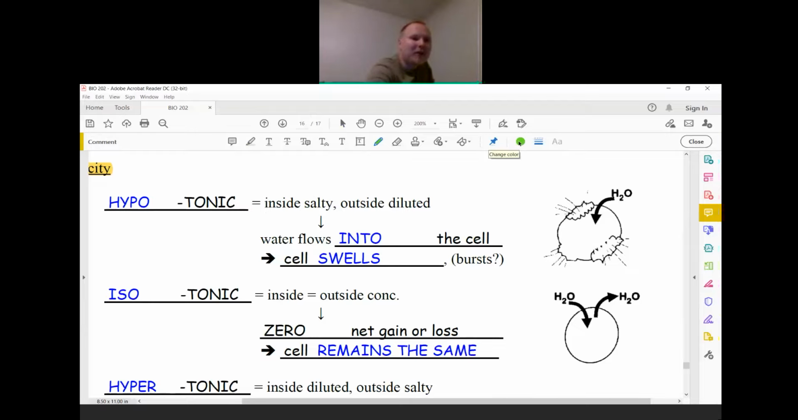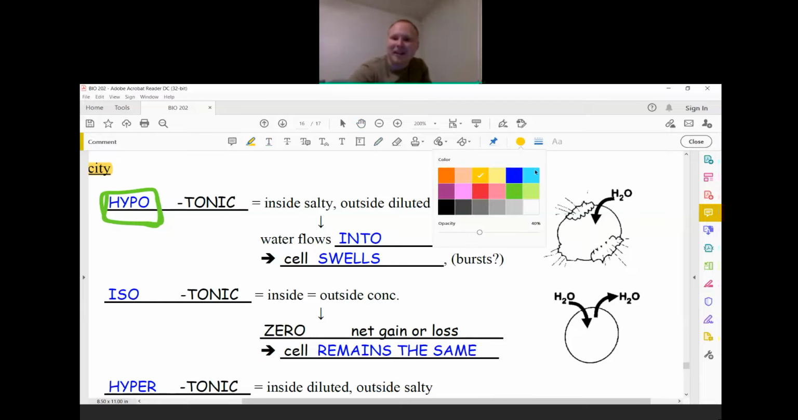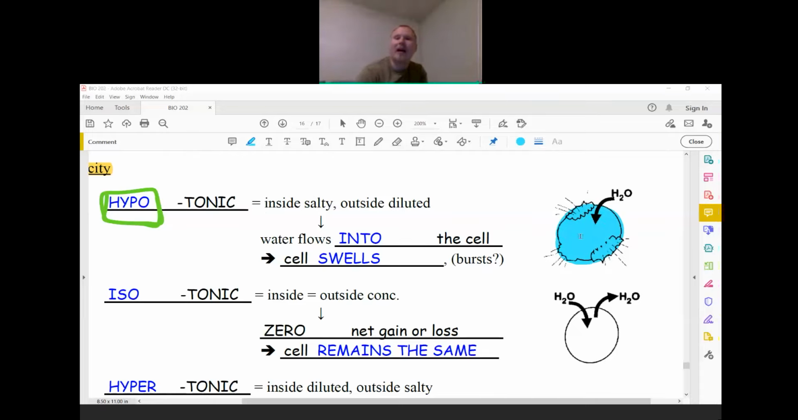So let's start talking first about hypotonic cells. What happens in hypotonic cells is that the inside of the cell contains more electrolytes and other salts than the outside of the cell. As a result of that, well, water flows into the cell.